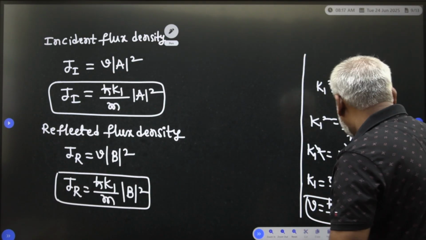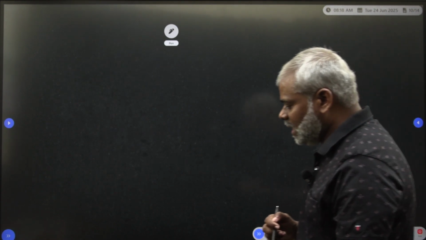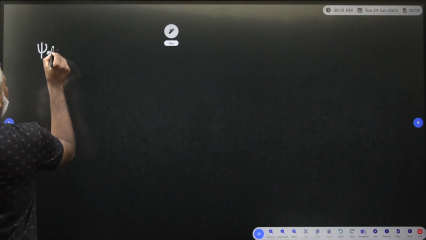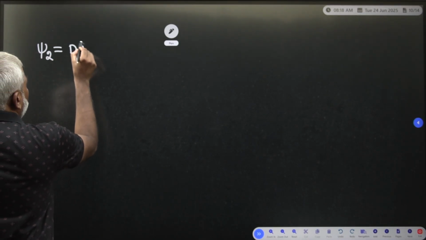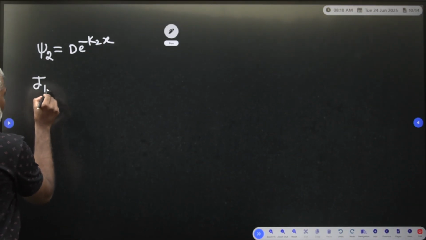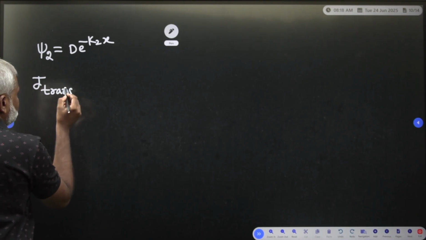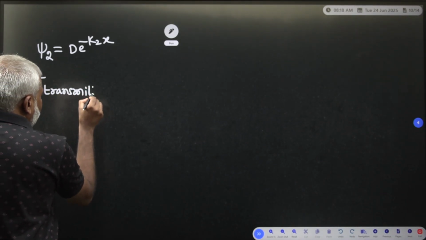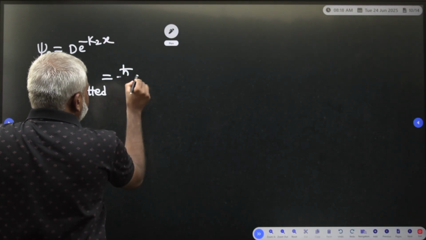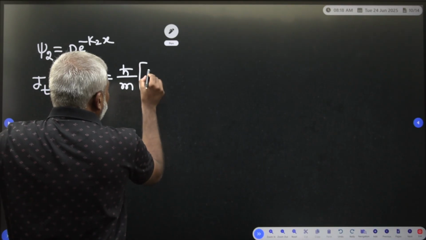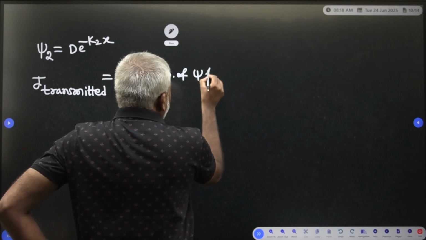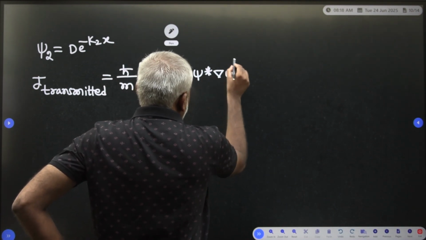Now we need to calculate the transmitted flux. What is your transmitted wave? Your transmitted wave is D e to the power of minus K2 x. Now we need to calculate the transmitted flux, meaning the transmitted current density. How do we calculate it? Already we discussed: h cut by m into the imaginary part of psi conjugate into the gradient of psi.